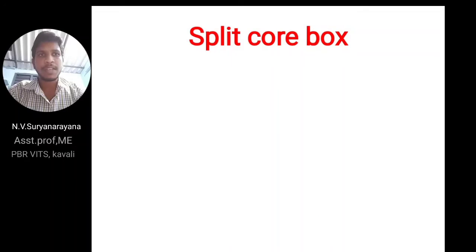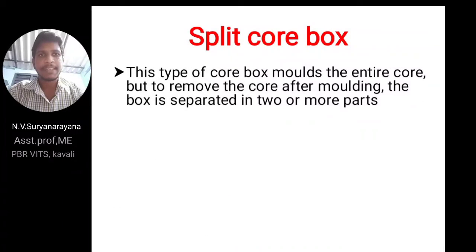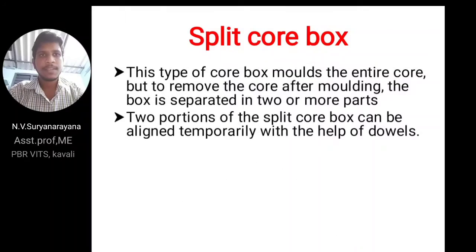Next, split core box, as its name implies, split. This type of core box molds the entire core, but to remove the core after molding, the box is separated in two or more parts. I already told you about splitting. That means after molding, to remove the core, the box is separated into two or three or more parts. That is about split core. Two portions of the split core box can be aligned temporarily with the help of dowels.